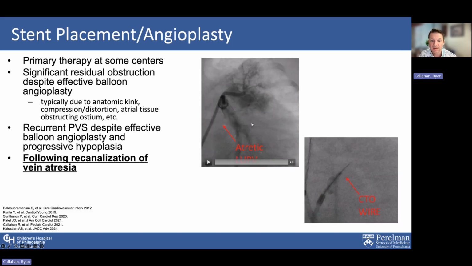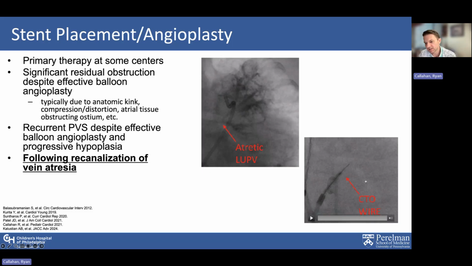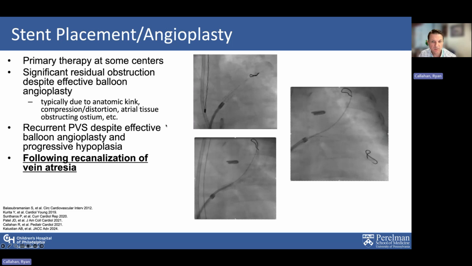So you might see that a vein, in fact, is atretic, where it loses its connection to the heart, and then we have to reestablish that connection using special equipment, such as a special wire called a CTO wire, and then we can put a stent in. And so it's common for us to put a stent in after vein recanalization. So that's the result there.